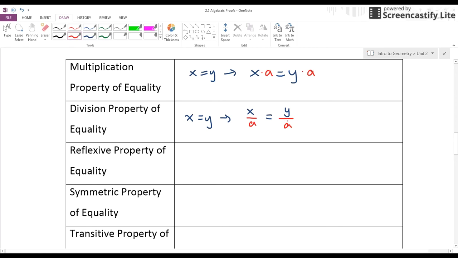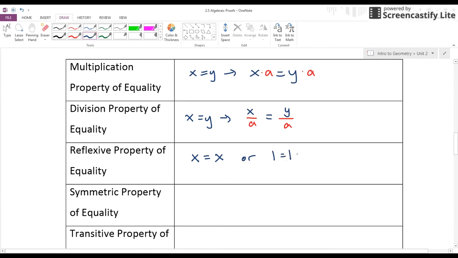Okay, so those are your basic four properties of equality that you've been using a lot, right? We just may not have known the vocabulary to go with it. The next one is the reflexive property of equality. So the reflexive property of equality is basically that something is equal to itself. x is equal to x, or 1 is equal to 1, right? Just saying that it's equal to itself.